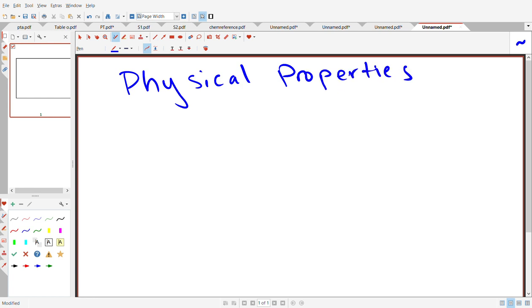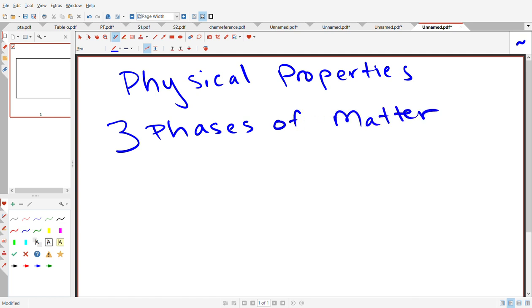Physical properties would be maybe the phase that it's in. And as far as we're concerned, there's 3 phases of matter. Even though there's a 4th phase, plasma, they don't mention that on the Regents. I'm just strictly going by the Regents curriculum. The 3 phases of matter that you're responsible for are solid, liquid, and gas.